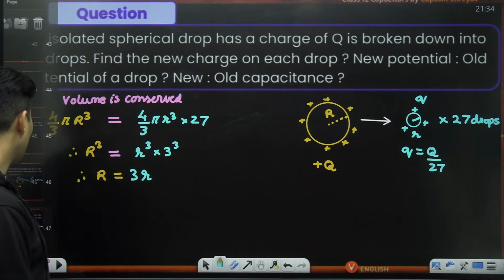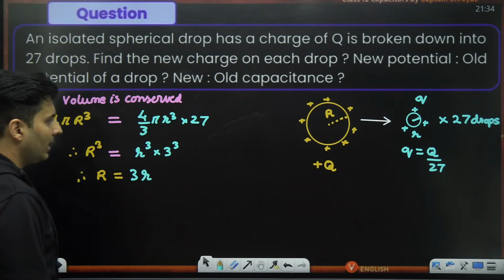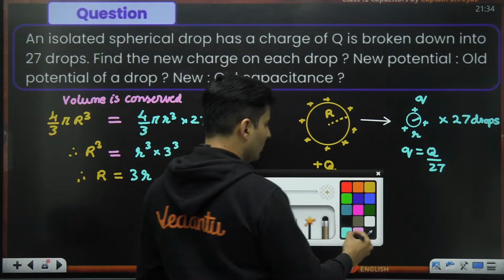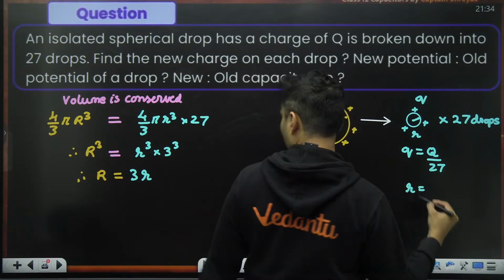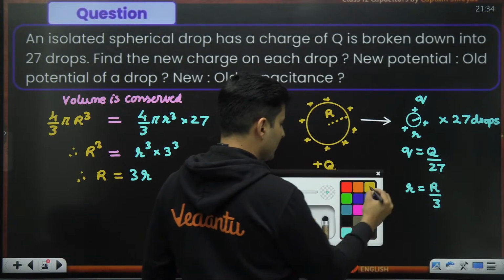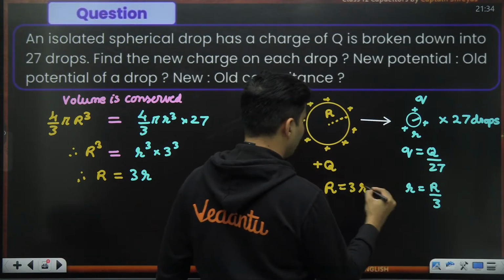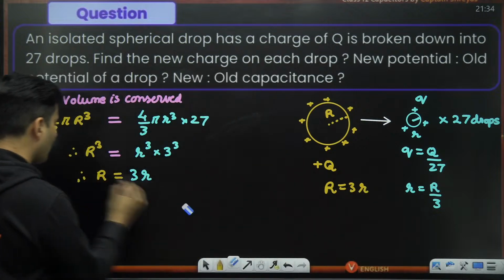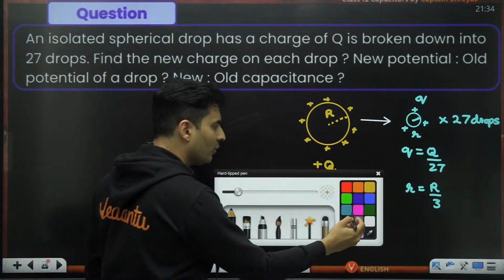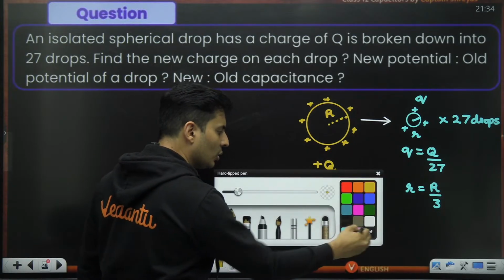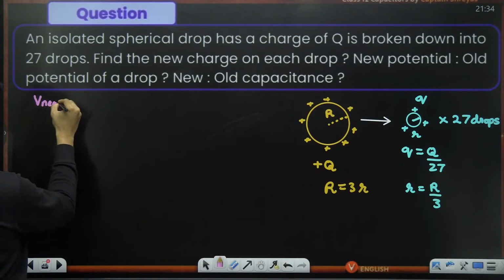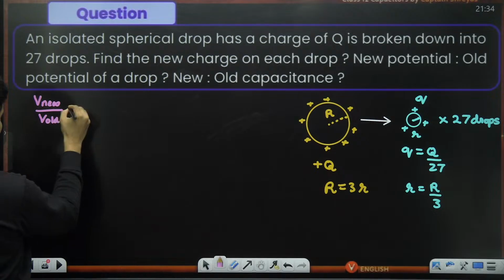How exactly? Observe now. If this is capital R, then this new radius is R by 3, or this radius is basically 3 times small r, one and the same thing. How do I use this now? Observe. If I want to find the new potential to the old potential ratio.